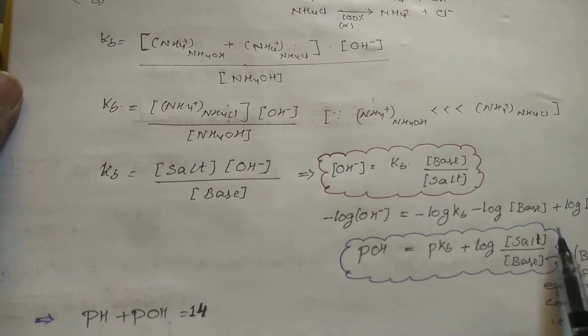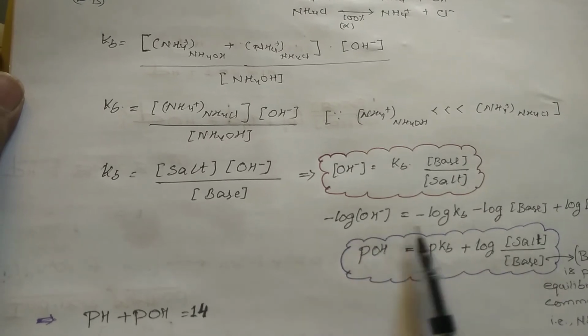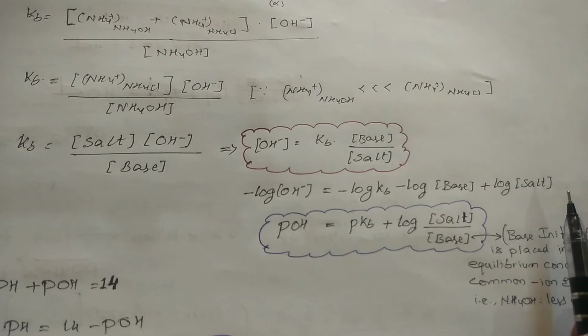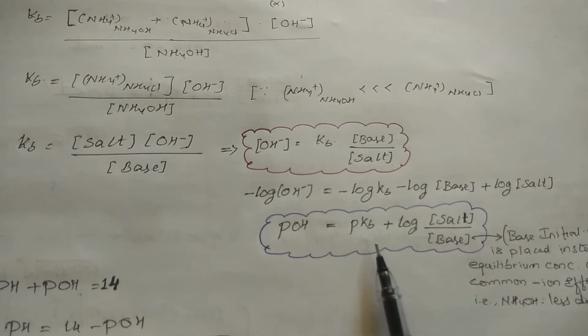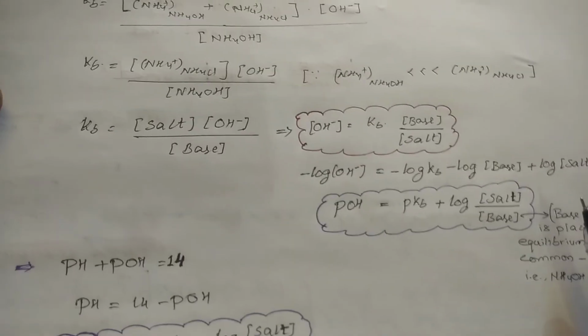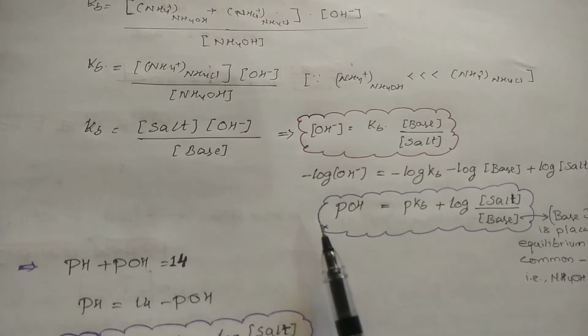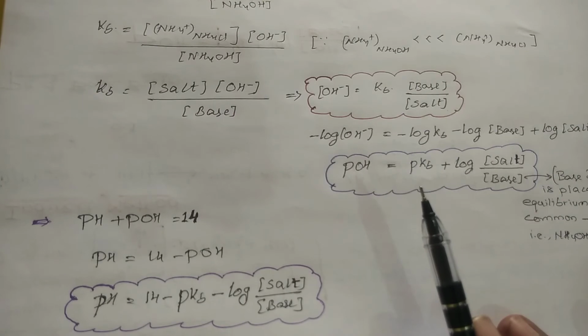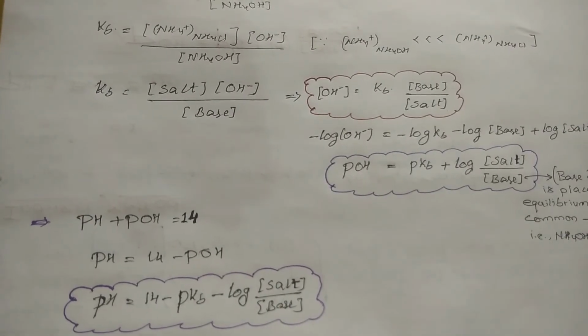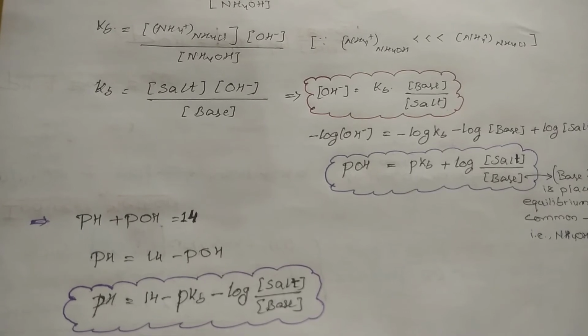If you apply negative log, negative log OH- will be equal to negative log Kb minus negative log base concentration plus log salt concentration. So pOH will be equal to pKb plus log salt concentration by base concentration. Right, students? You know that pH plus pOH is equal to 14, so pH is equal to 14 minus pOH. Then pH will be 14 minus pKb minus log salt concentration by base concentration.